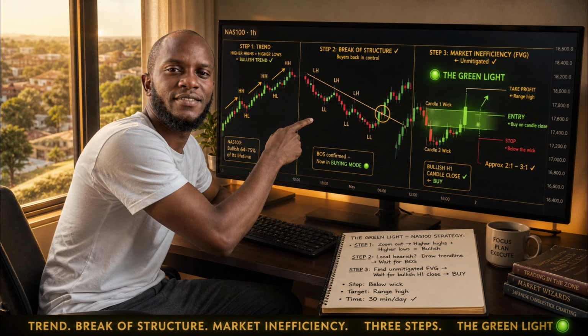Last time, just 1 hour. Higher high, higher low, bullish. Local bearish, draw the trend line. Wait for the BOS, find the FVG. Unmitigated, bullish candle close. Buy, stop below, range high.